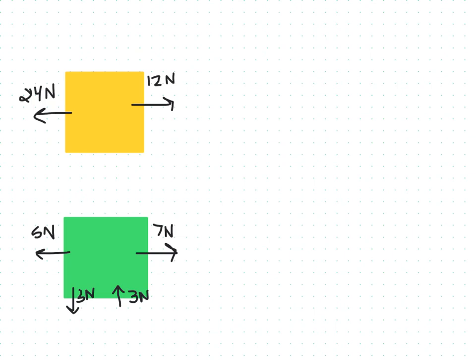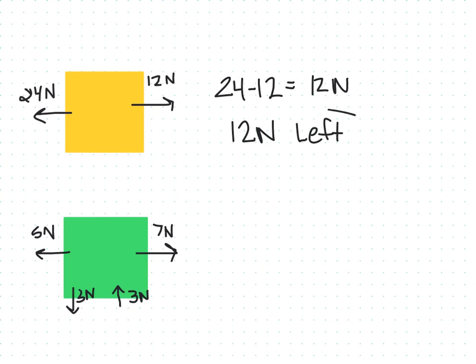So this yellow box here has 24 newtons of force pulling to the left and 12 newtons of force pulling to the right. So I can go ahead and say 24, I know, is the bigger number, minus 12. That leaves me with 12 newtons. And then I have to give the direction. So it would be 12 newtons to the bigger one. So the bigger would be the left. 12 newtons to the left.